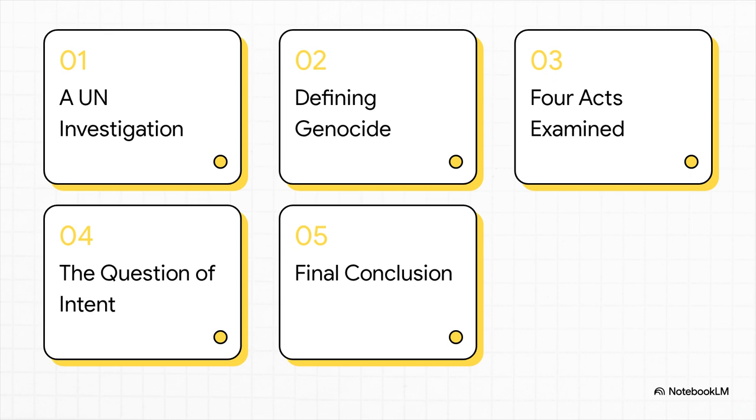Okay, so to really get our heads around this, we can't just jump to the end. We've got to follow the legal breadcrumbs, so to speak. We'll start with what this investigation was even about. Then we'll unpack the legal definition of genocide. It's super specific. After that, we'll look at the 4 acts the report examines, tackle the really tough question of intent, and then we'll get to the commission's final conclusion.